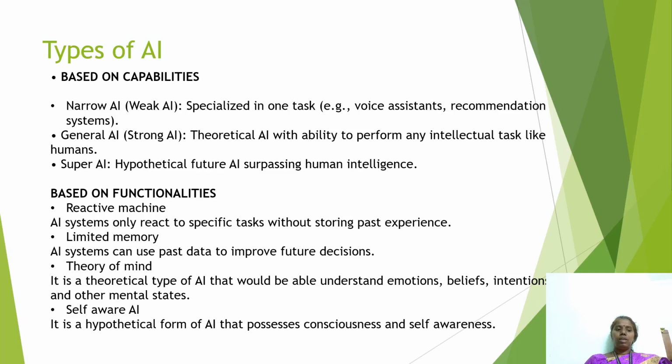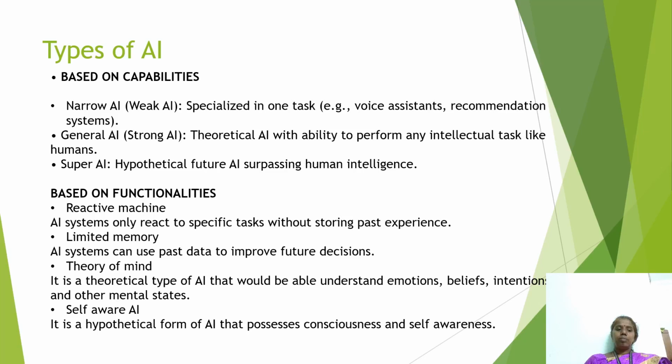First type we call reactive machines. These artificial intelligence systems only react to specific tasks without storing past experiences. They don't learn from previous actions but respond in a set way. For example, a chess-playing AI that evaluates the board and makes a move based on the current position. The next type, limited memory.